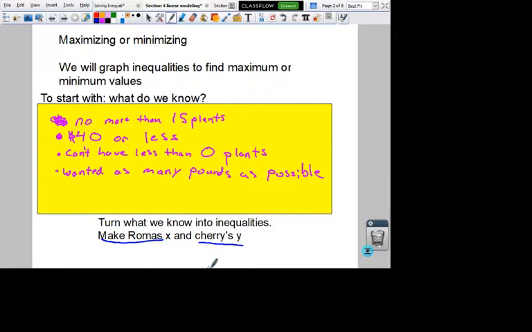If I make my Roma tomatoes x and my cherry tomatoes y, I'm combining the next two slides just because I want to be able to look at all of this at once.